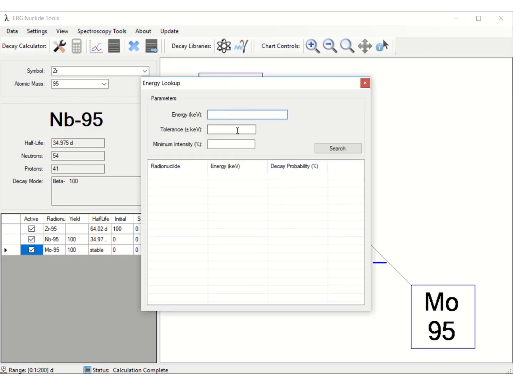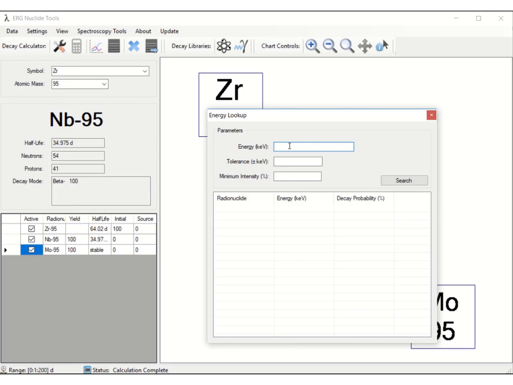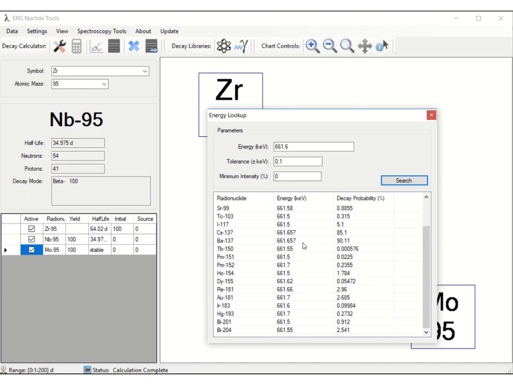I can also look up an atom, if I just have a gamma decay. I can write in, for instance, a gamma decay of 661.6 keV. I can do a tolerance of 0.1 keV, so it'll be 661.5 to 661.7. It pulls up all these values. So if I just saw a gamma line, for instance, cesium-137, that's the gamma I'm thinking of, I can get that gamma and also its decay probability.